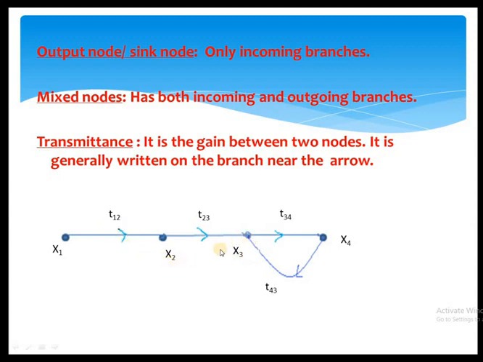For example, if you want to write the X3 equation, just consider the input signals. Don't consider the output signals which go from X3. So just consider the input signals. What are the input signals? They came from X2 and X4. That is, it has two combinations of signals which came from X2 and X4. So X3 is equal to X2 T23 plus one more signal, X4 T43. That is the combination of two signals for the X3 node. Like that we have to consider the equations from the SFG.